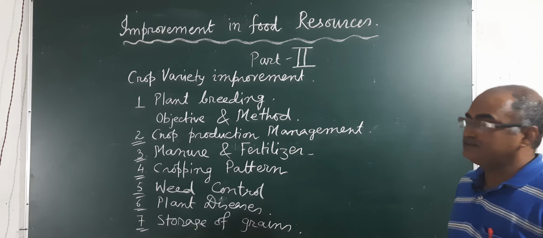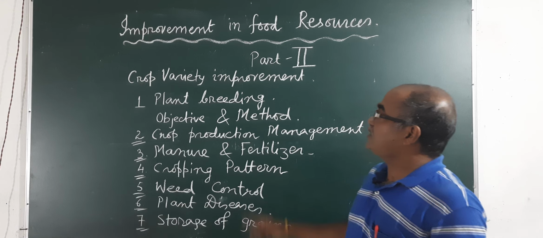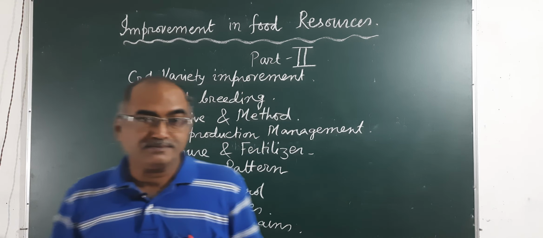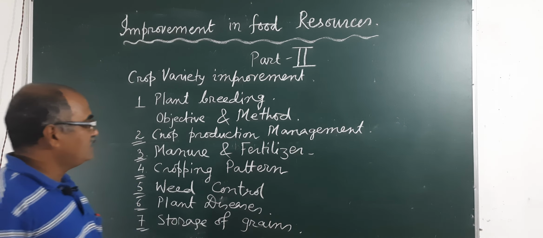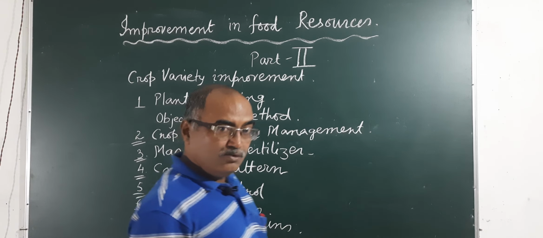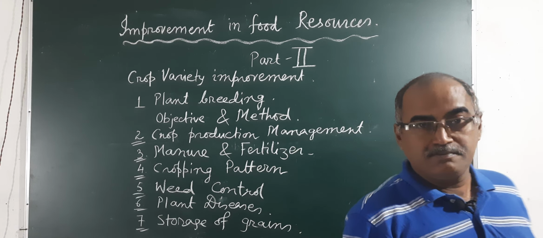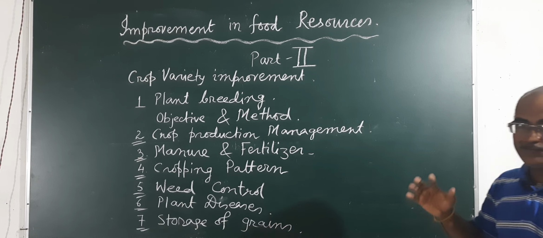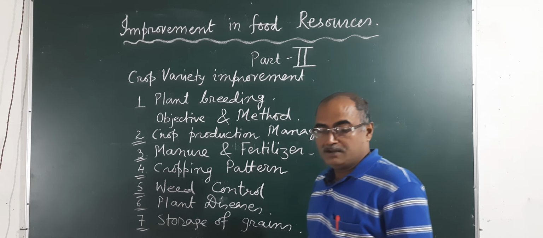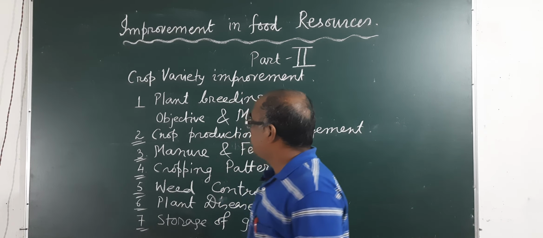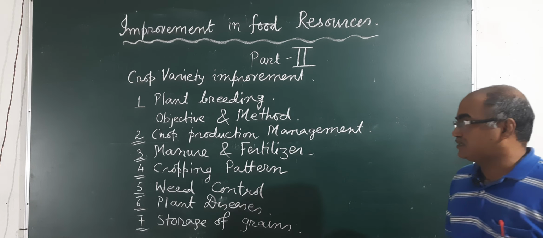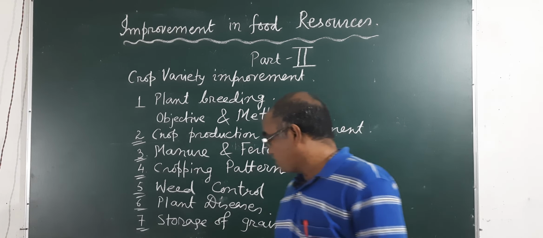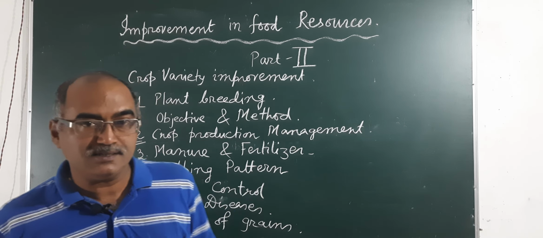In my first video, we discussed the improvement in food resources, part 1. Today, about the food resources, I will cover whole plant crops, that is all the food resources which are associated with plants, their management, their breeding, then crop production, manure, fertilizer, cropping pattern, weed control, plant diseases, storage, about these things.